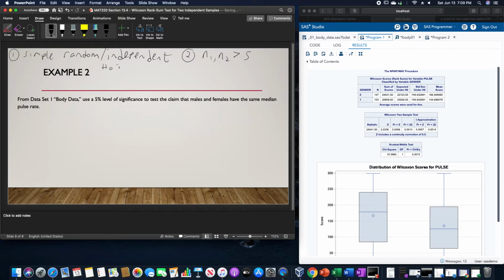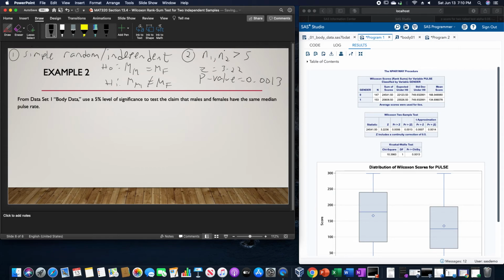The null hypothesis for this would be that the two medians are equal. The median for the males is equal to the median of the females. The alternative is that they're not equal, just like the last test. But when we do this now, we obtain a z-score of 3.22. And the p-value that we get is 0.0013.